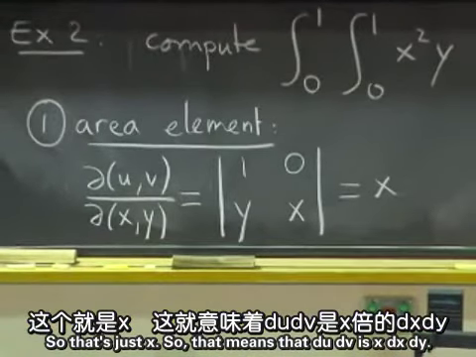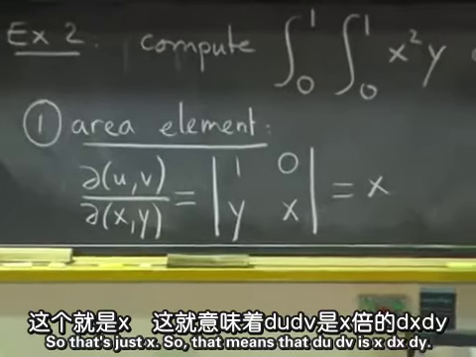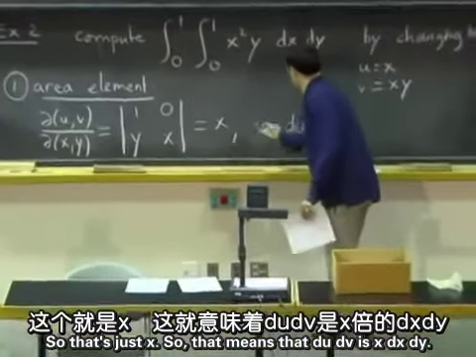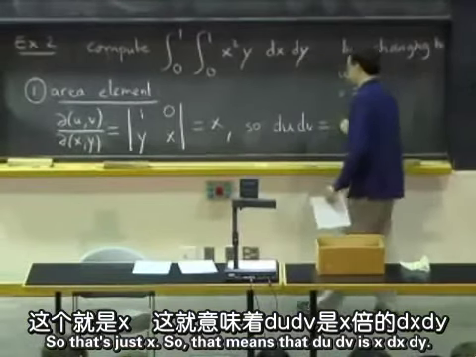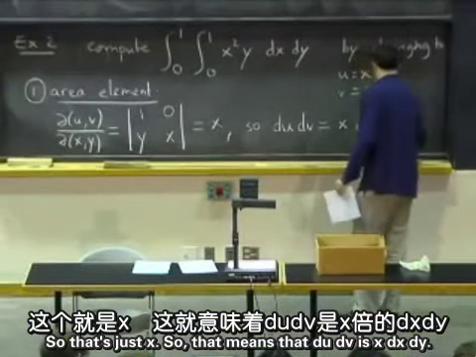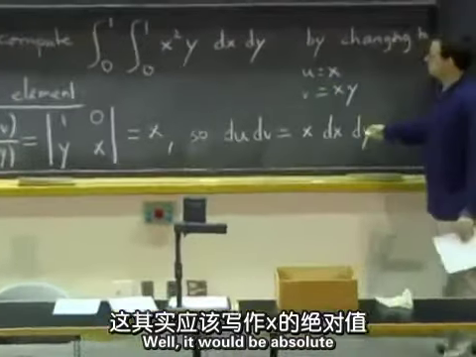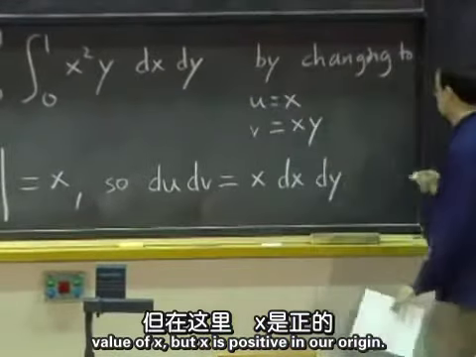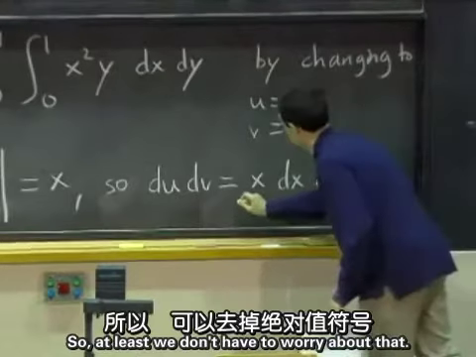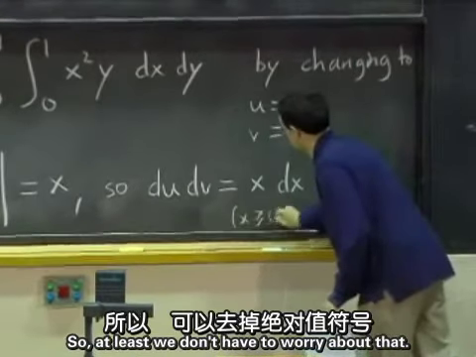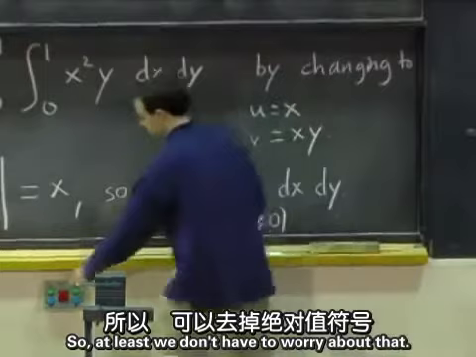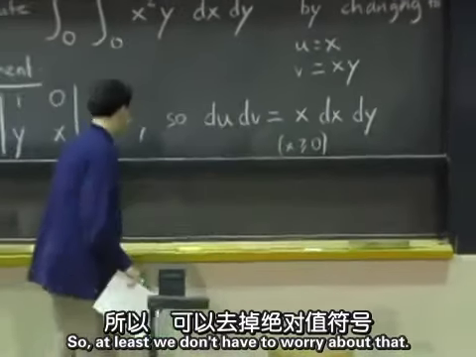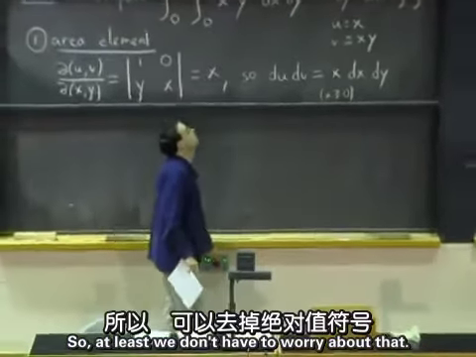So that means that du dv is x dx dy. Well, it would be absolute value of x, but x is positive in our region, so at least we don't have to worry about that. Okay.